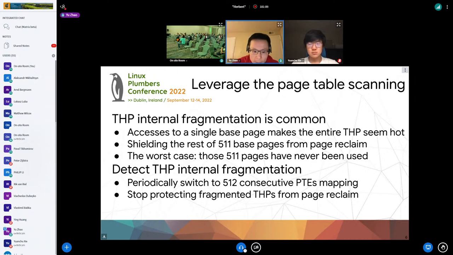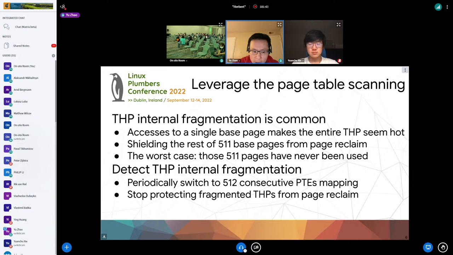So the worst case scenario here is accesses to a single 4K base page would make an entire THP seem really hot. And since this THP only has one access bit, this shields the rest of the 511 pages from page reclaim. Those 511 pages might not have been used at all.